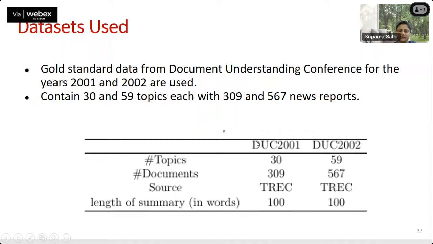So we executed this algorithm on two datasets, DUC 2001 and DUC 2002, because both these datasets have gold standard summaries. Like, there are some manually written summaries available. For example, DUC 2001 has 30 topics, DUC 2002 has 59 topics. DUC 2001 has 309 documents, DUC 2002 has 567 documents. And the length of the summary in words is 100 in each case.